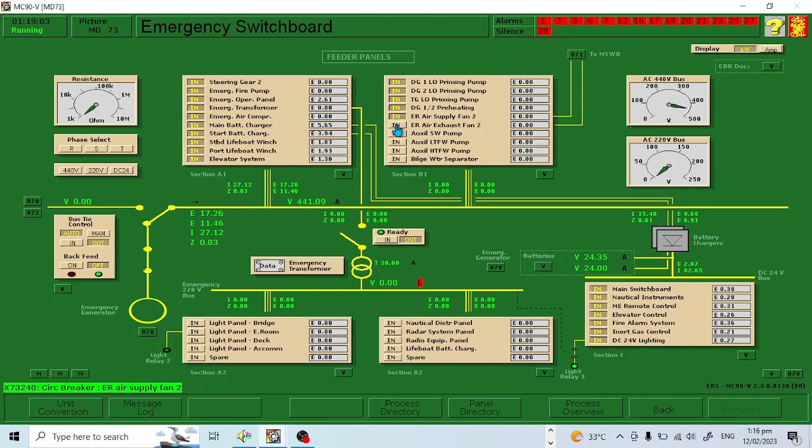So let us try to close all the breakers, so that in case of emergency we have this emergency switchboard to supply all the essential equipment needed during blackout or any emergency. So that's all for today about the emergency generator. I hope you learned something and understand how to start the emergency generator, and the reason why it is called emergency generator.